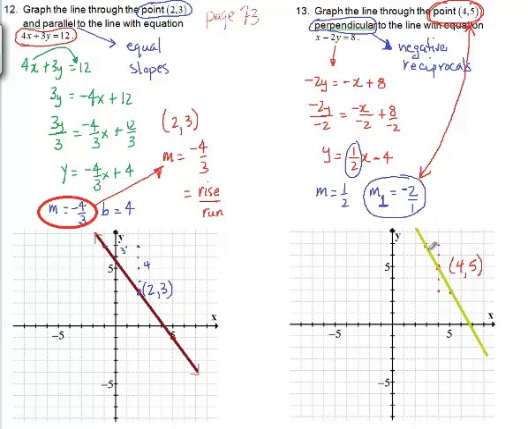And again, label key points. I do have my point labeled (4, 5), which is the point I draw through. And you can see the slope here. If you want to put 2 for your rise and 1 for your run, you can write that in as well. So there's the complete solutions for numbers 12 and 13 on page 73.